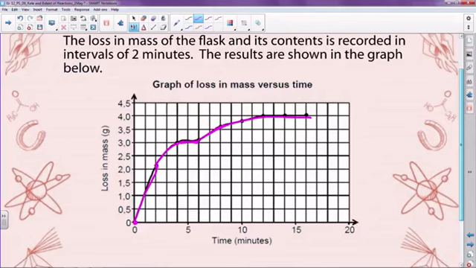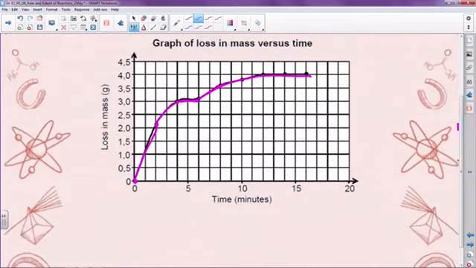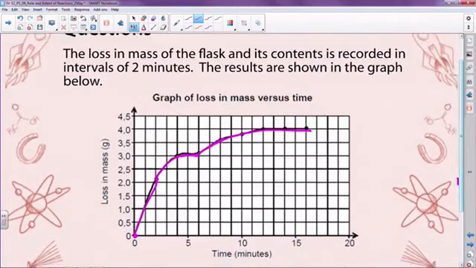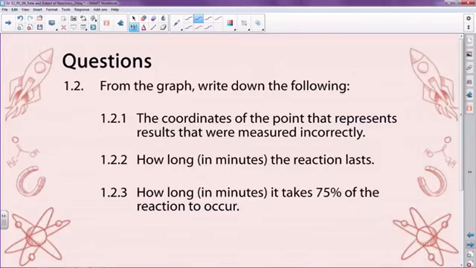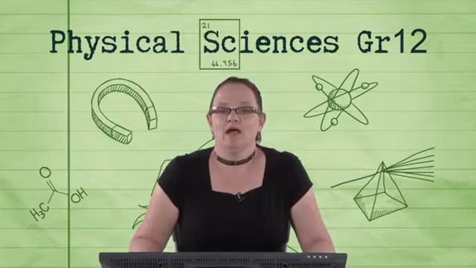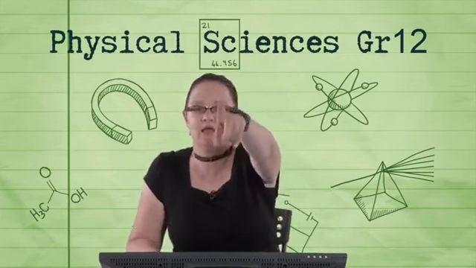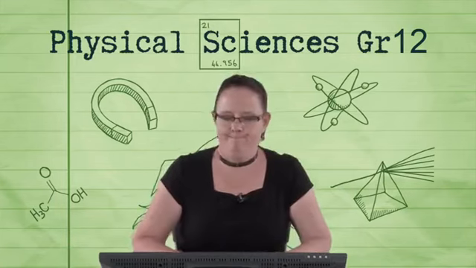That's quite a long time. Okay, that's also why they recorded every 2 minutes. And now, from this graph, there is some very important information. So what I've got for you is, there's the graph. We're going to ask you 3 things. The coordinates of the point that represents the results that were measured incorrectly, how long the reaction lasted, and how long it took for 75% of the reaction to take place. So I am giving you 2 minutes. These can be quite difficult. And I'm going to give you 2 minutes to do this one, just this part of the question. And you're going to start now.